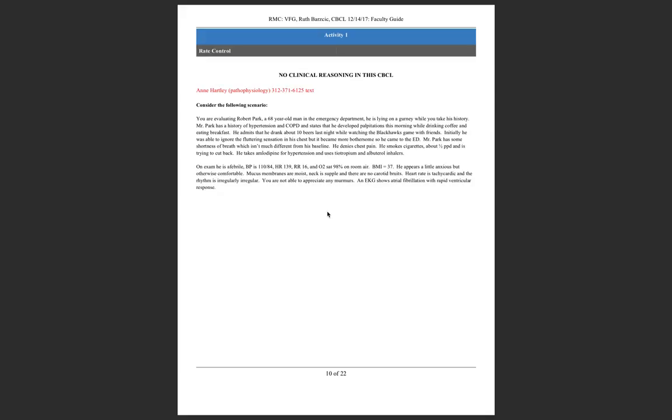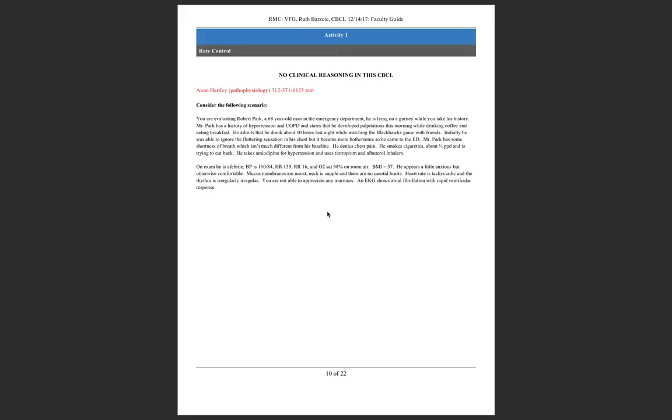Now you'll notice that activity one is not a clinical reasoning exercise. There's no clinical reasoning in the CBCL. It's actually being done as part of the clinical skills session in the afternoon, so you needn't worry about that. We can jump right into activity one. I think this will make this CBCL reasonably short, and I think that's okay. Nobody ever complains the session's too short unless it's really short. And I think this will be adequate. Other than the absence of the clinical reasoning, I think we've got plenty here.